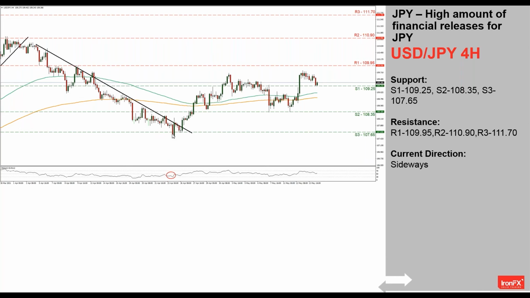April. To the upside, we note the 109.95, tested on the 9th of April. And even higher, the 110.90, practically tested at the end of March. Higher than that, we note the 111.70.